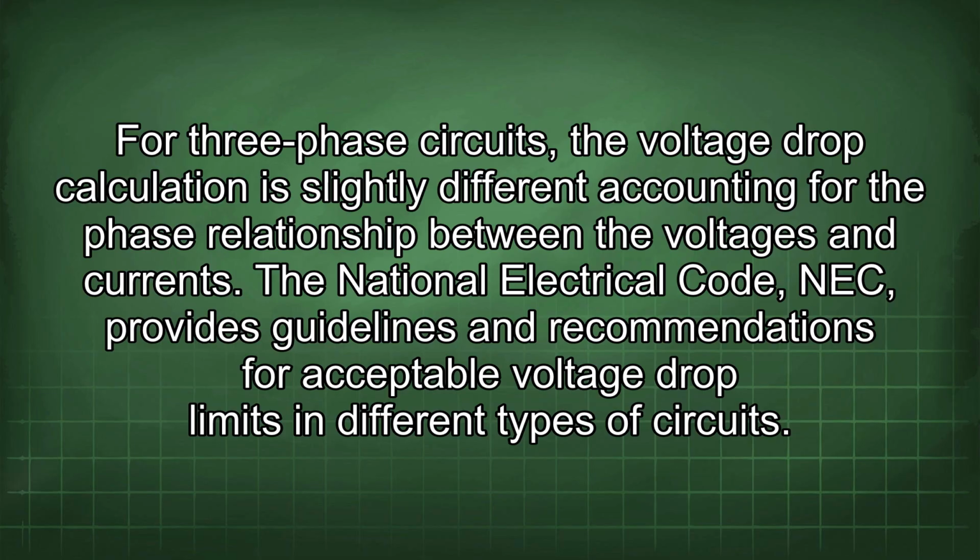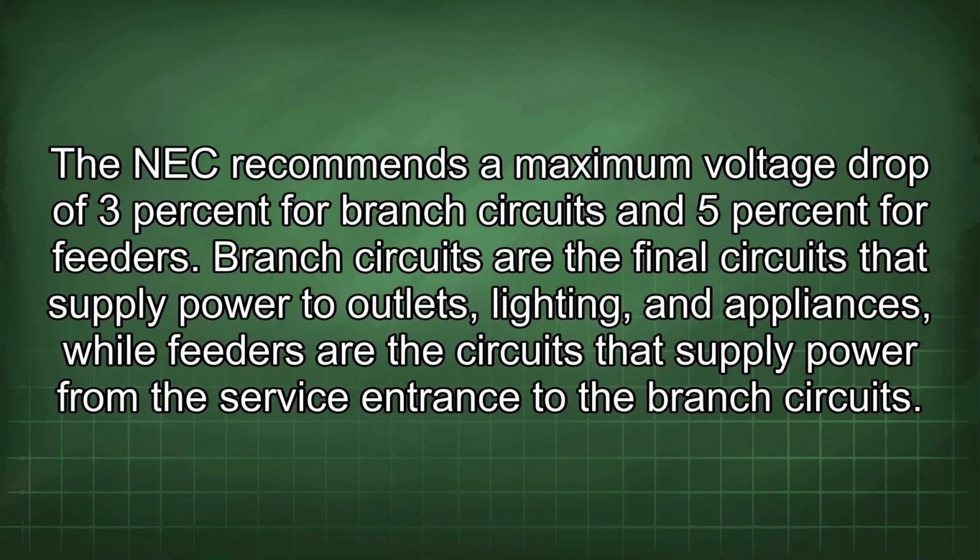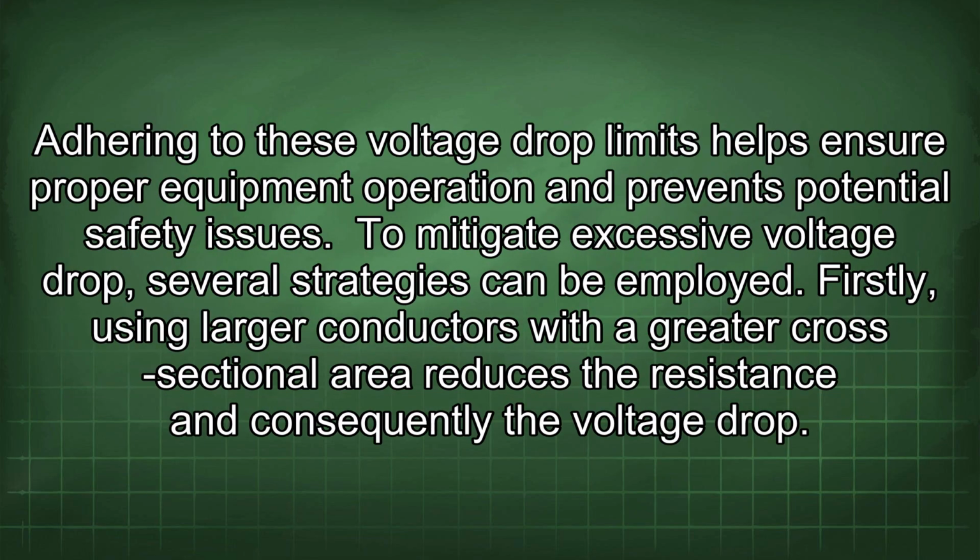The National Electrical Code (NEC) provides guidelines and recommendations for acceptable voltage drop limits in different types of circuits. The NEC recommends a maximum voltage drop of 3% for branch circuits and 5% for feeders. Branch circuits are the final circuits that supply power to outlets, lighting, and appliances, while feeders are the circuits that supply power from the service entrance to the branch circuits. Adhering to these voltage drop limits helps ensure proper equipment operation and prevents potential safety issues.